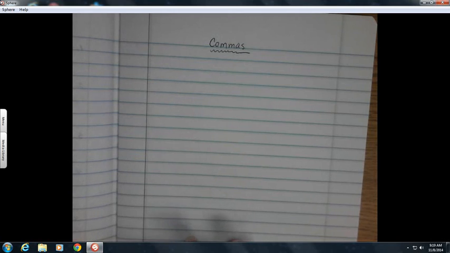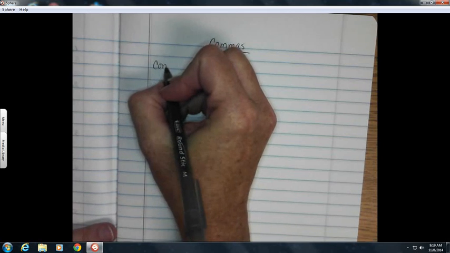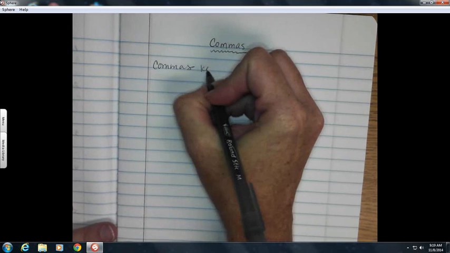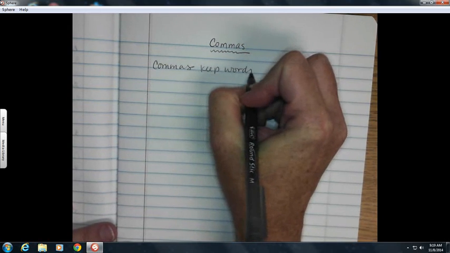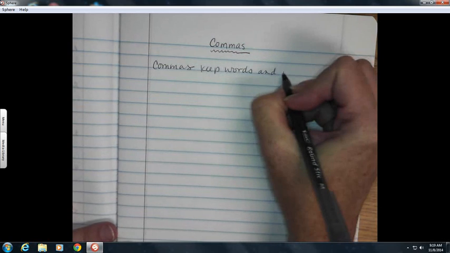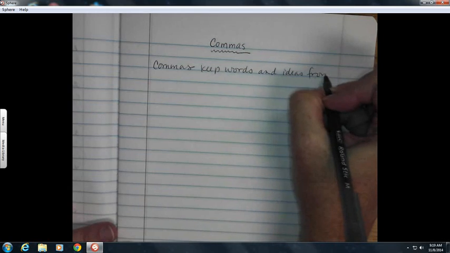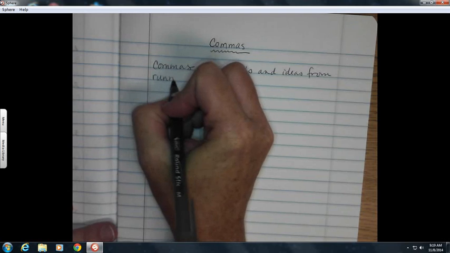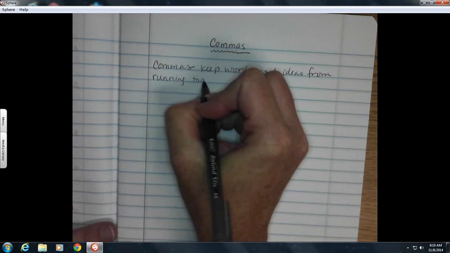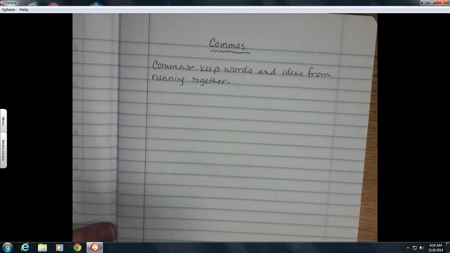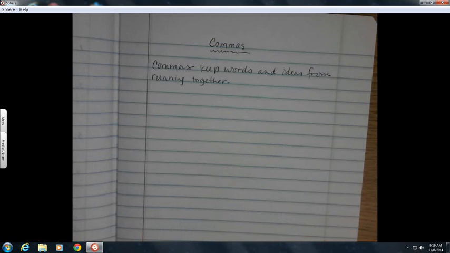Okay, so commas are tricky. There's no doubt about it. We're going to go over some of the many ways you can use commas. Commas keep words and ideas from running together. So a comma is a kind of punctuation that we use to help the reader understand when to pause, when to separate things. So let's get started.